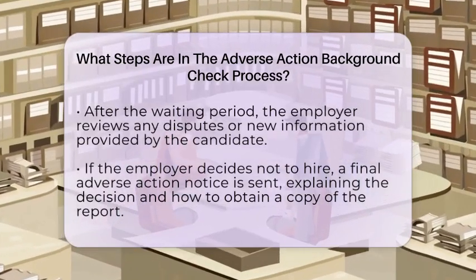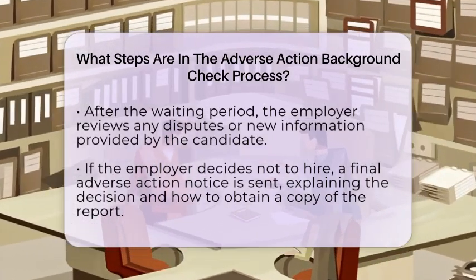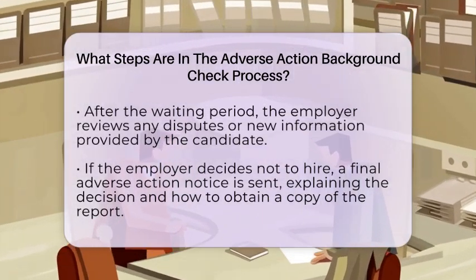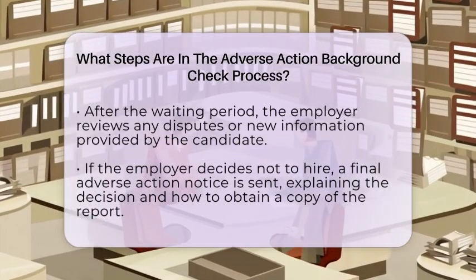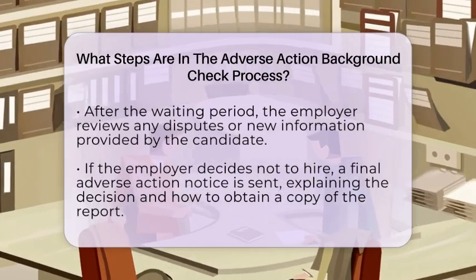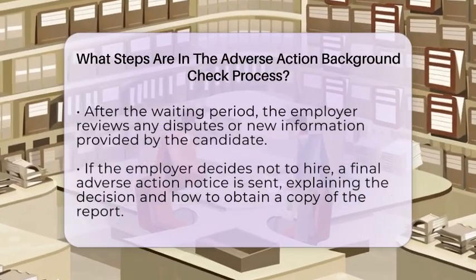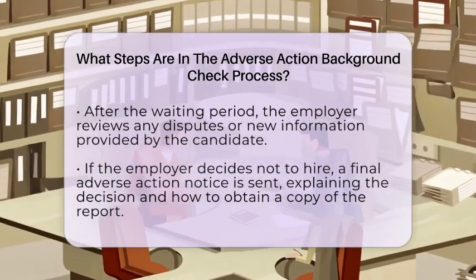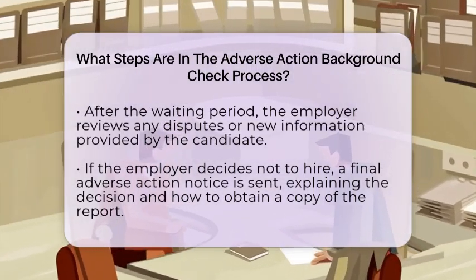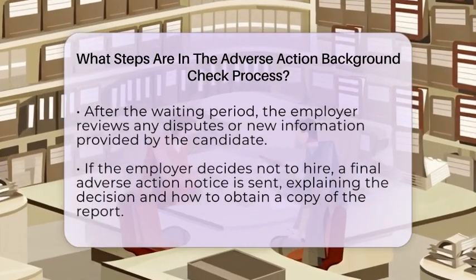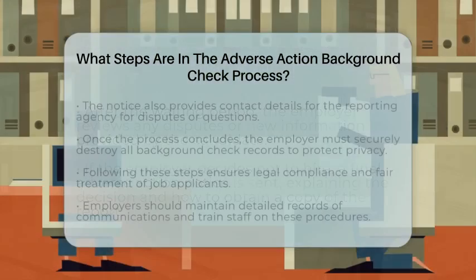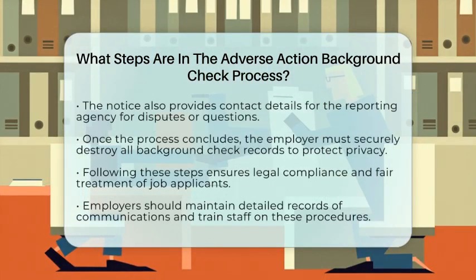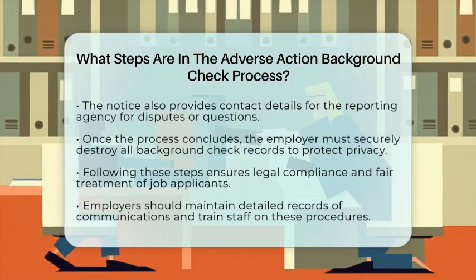If the employer decides not to hire the candidate after reviewing everything, they must send a final adverse action notice. This notice confirms the decision and explains how the candidate can get another copy of the background report. It also provides contact details for the reporting agency so the candidate can dispute or ask questions about the report.